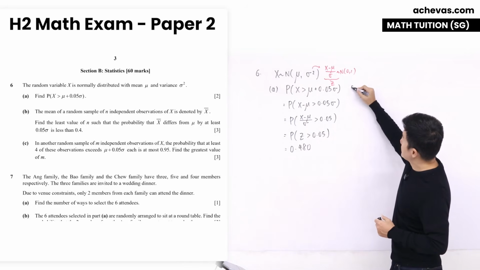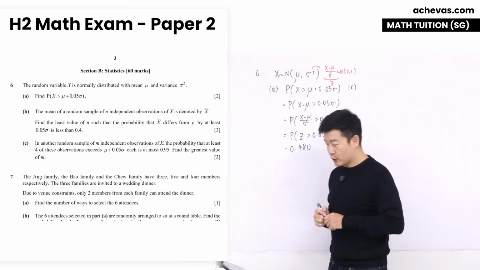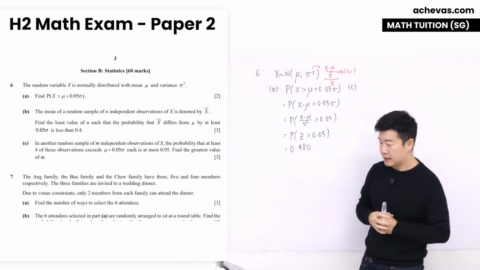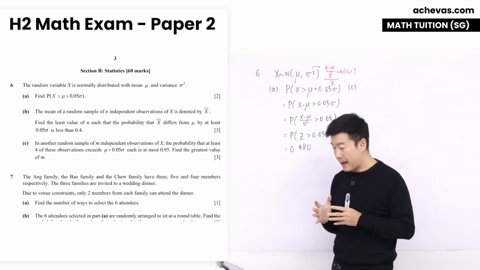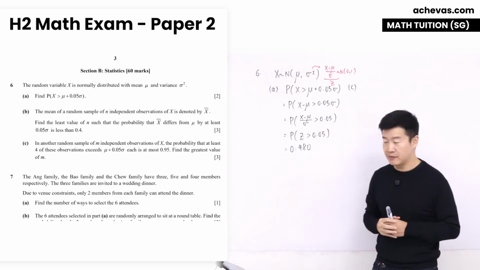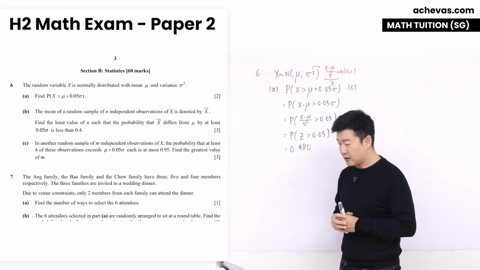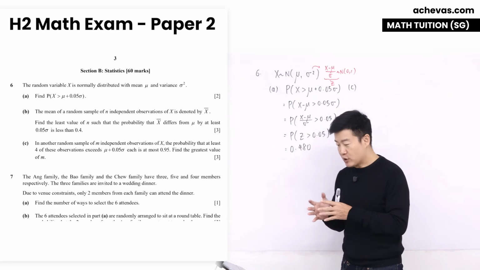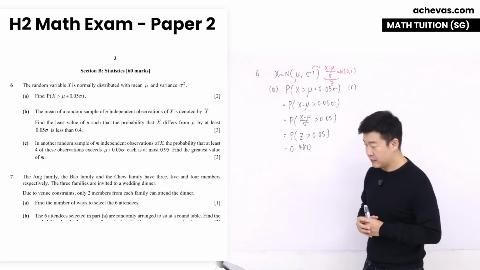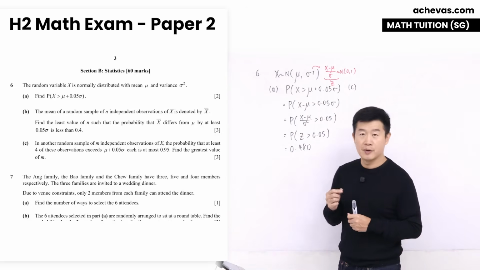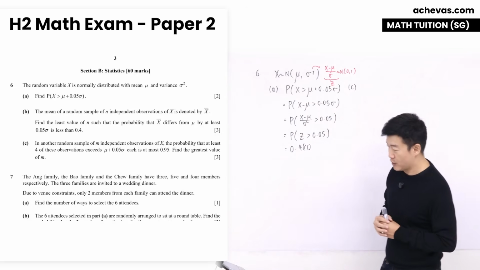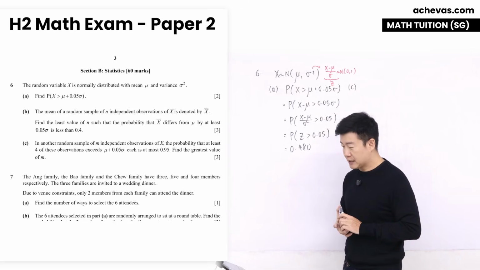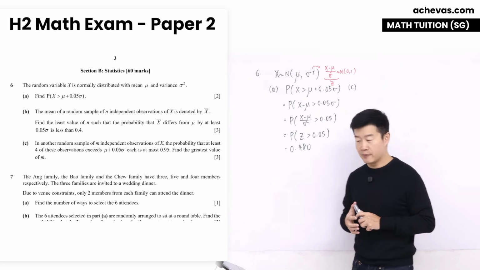So for part C, we are now going to be looking at yet another random sample of m independent observations of x. And the probability of at least 4 of these observations exceeding mu plus 0.05 sigma each is at most 0.95. This is given to us by the question. We are going to find the greatest possible value for m.